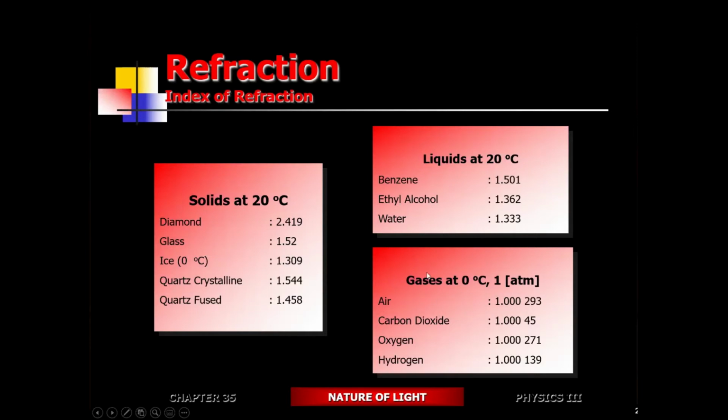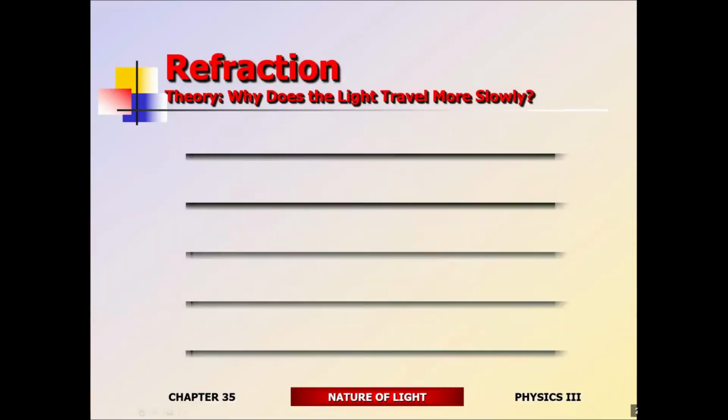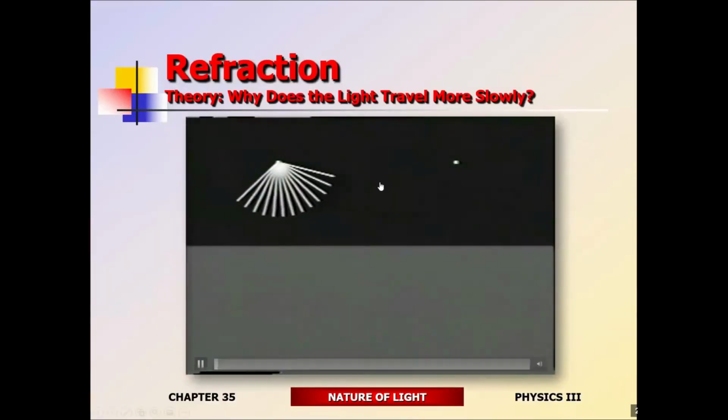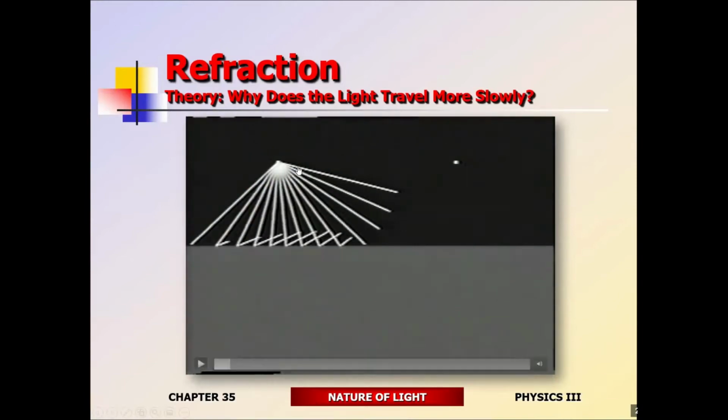And how much the light is going to get slowed down depends on the density of the material, and as you well know, as it gets hotter, the density is going to get reduced. So that's going to affect the way we see things in our heads. So the next question is, why does the light slow down in an optically denser medium?